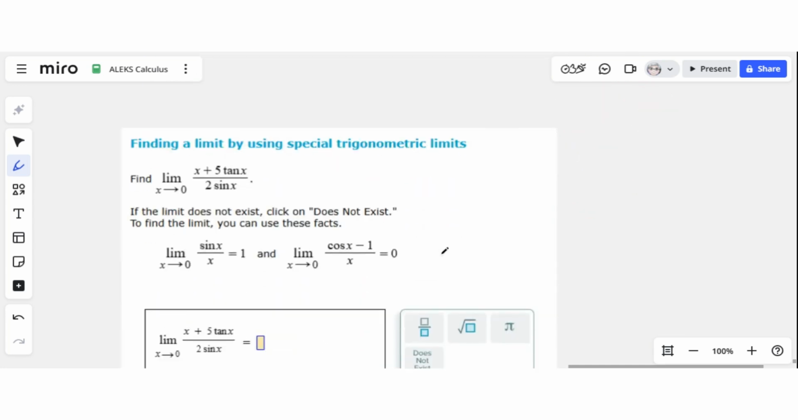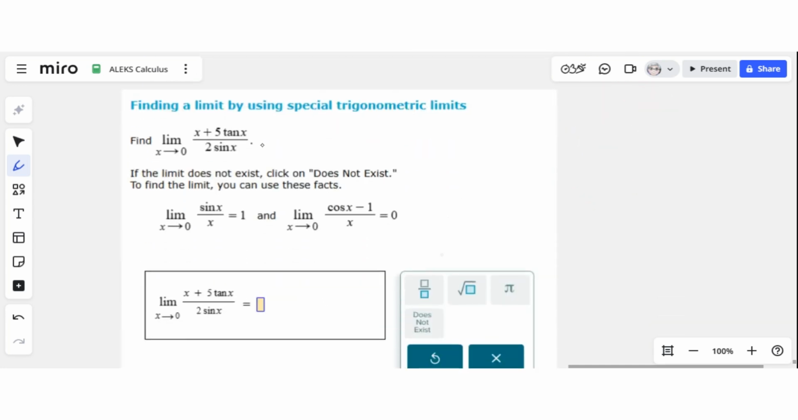Let's try a slightly more involved one. So here we've got x plus 5 times the tangent of x over 2 times the sine of x, and we want to find that limit as x approaches 0. There's two terms on top. I think I'm going to take this approach: I'm going to write this as two separate fractions, putting them over the same denominator. So x over 2 sine x plus 5 tan of x over 2 sine x. And of course, this is the limit. Let's take this chunk, because if we find the limit of this, we can add it to the limit of that. I'm going to pull out a 1/2.